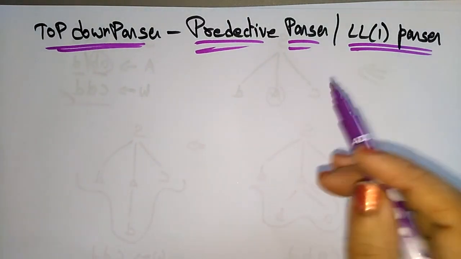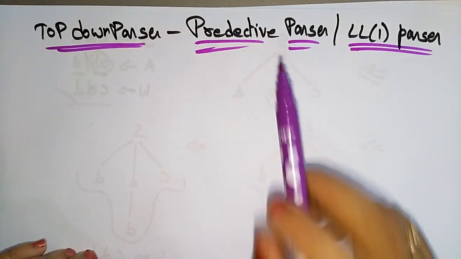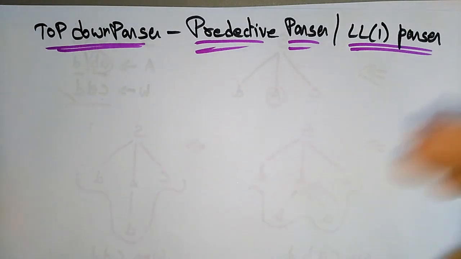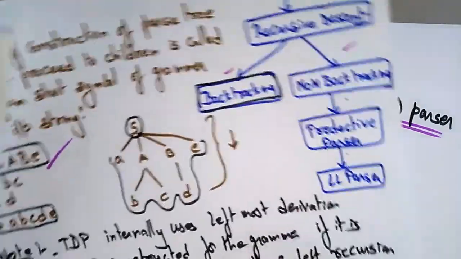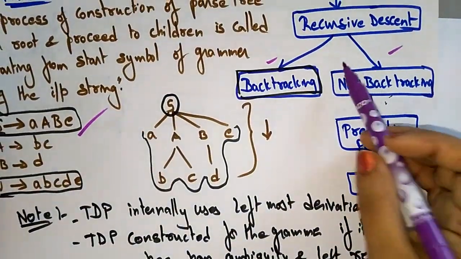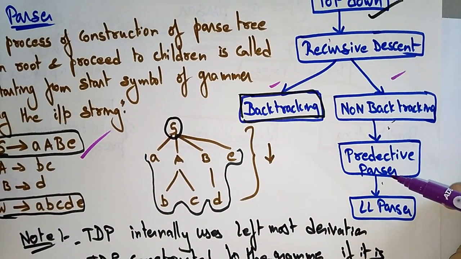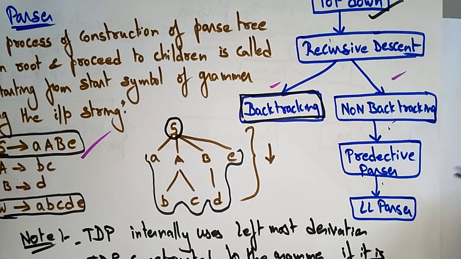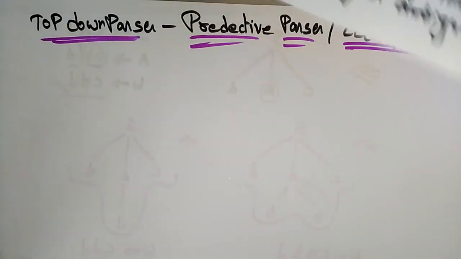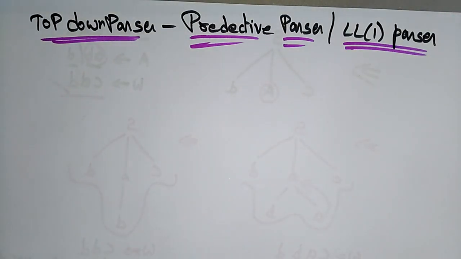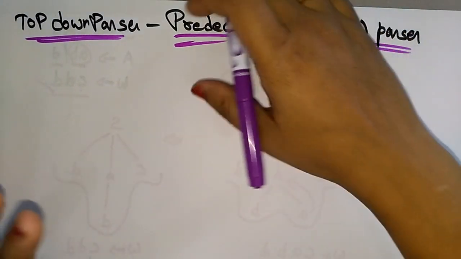Now let's see what a predictive parser is. The predictive parser is a top-down parser, and it is a type of recursive descent. Why did I say it is a type of recursive descent? Because the top-down parser is a recursive descent, which can be backtracking or non-backtracking, and the predictive parser is a non-backtracking technique. So the predictive parser is a type of recursive descent but with no backtracking.